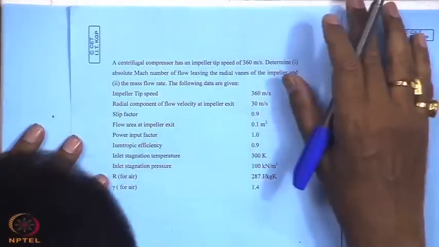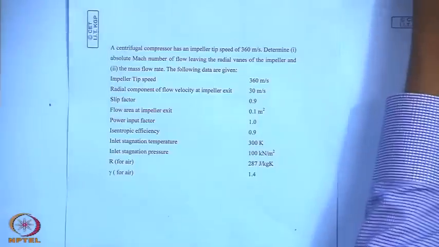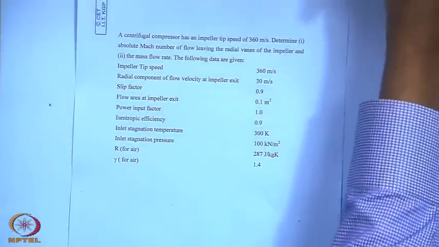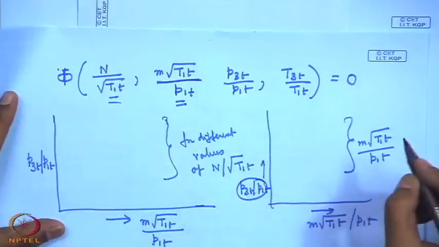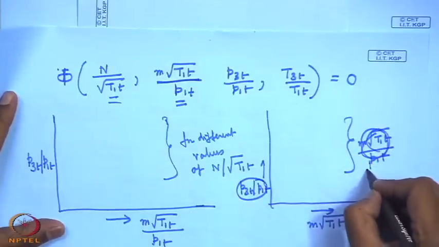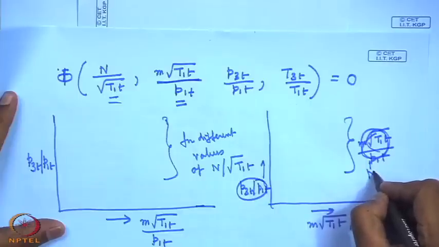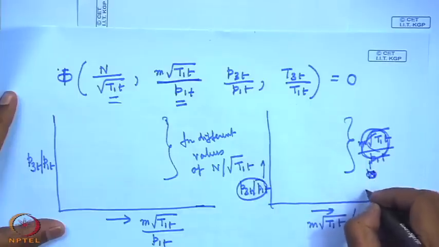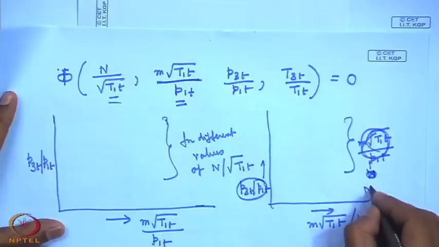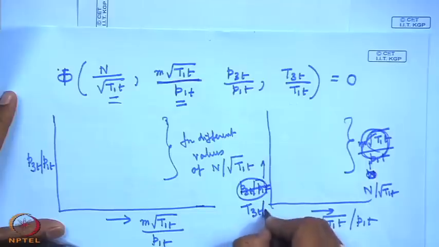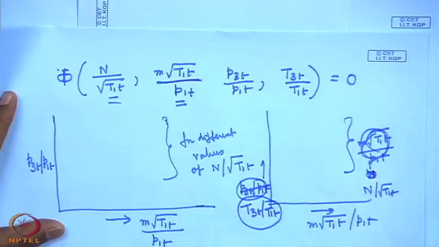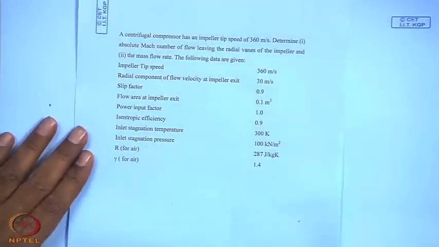Now let us see a problem. Here also I made a mistake. This will be a repetition of this. This will be n, this will be m, we are writing n by root over T1t, and this will be for T3t by T1t. This I did a mistake earlier, this will be like this, the two curves. Now let us solve a problem.